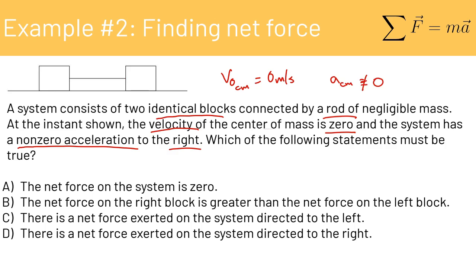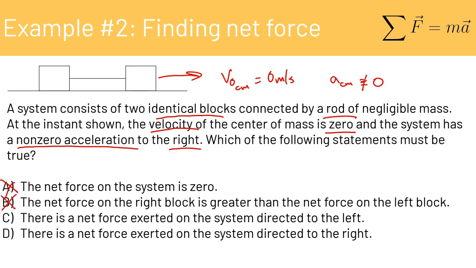Okay, so the net force on the system is 0. This is answer choice A. This cannot be true because we have a non-zero acceleration. To have an acceleration at all, we have to have a non-zero net force. Now, the net force on the right block is greater than the net force on the left block. Well, this cannot be true because the blocks are connected by this rod, and the rod itself has no mass, and there's no friction involved in the system. So if the right block has a force on it, the left block is going to follow along.